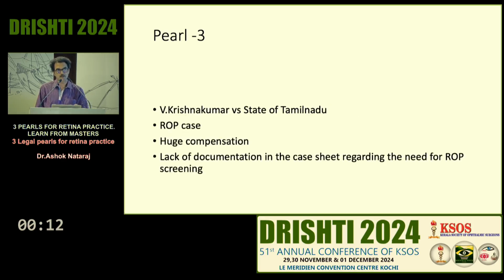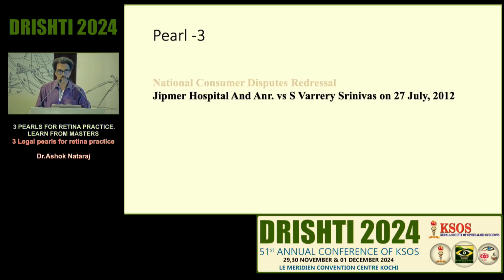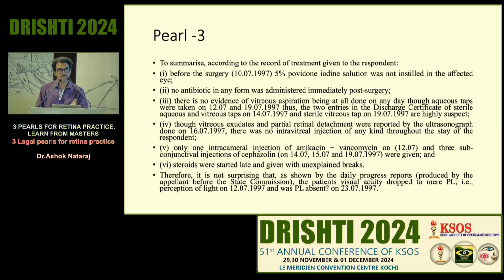So this is our famous ROP case. The only mistake they did was it was not documented there. The patient had to go for an ROP screening. The pediatrician did not document it in the case sheet. Because of that, this case went against the doctor, and the doctor had to pay an enormous compensation. Again, this is a post-endophthalmitis case that happened in JIPMER. What happened was they did not record the protocols. So what was found was that pre-op, povidone iodine was not instilled in the eye. On the day the patient came, intravitreal injections were not given. Probably these were all done, but they were not documented. And all these things went against the doctor, and they had to pay a compensation.